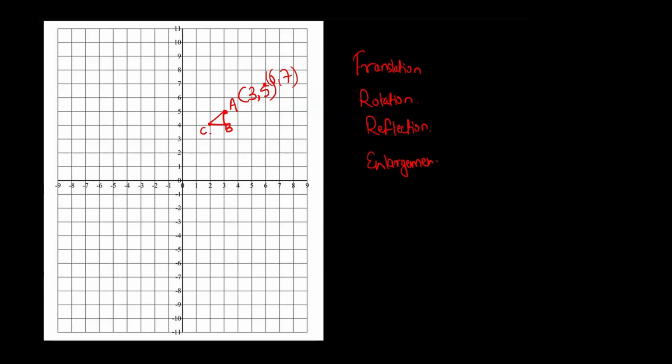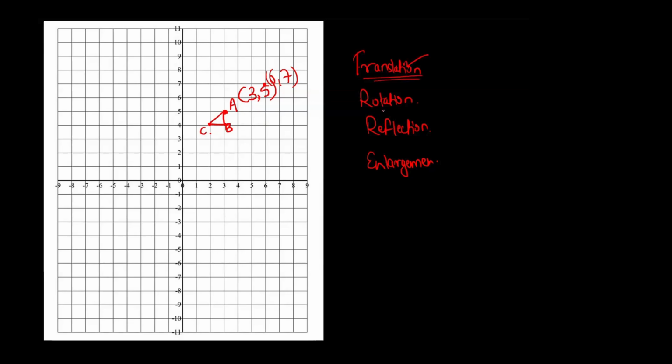So what is happening when you are doing translation? Is there any change in the size? No. It's just the position that has been changed. The shape is going to remain the same, right? Simple as that. So this is your translation.